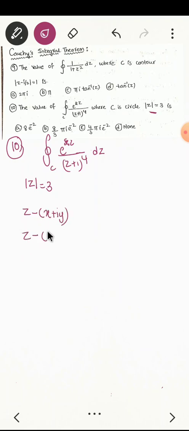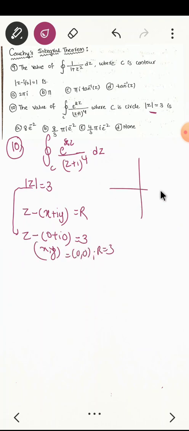Then I can write z minus 0 plus i into 0, because only z is there, equal to r, so the radius is 3 and the center (x, y) is (0, 0). Draw the contour centered at (0, 0). Here this is the i line, 3i and minus 3i; this is the x line, 1 and minus 1, and now minus 3, because the radius is 3.